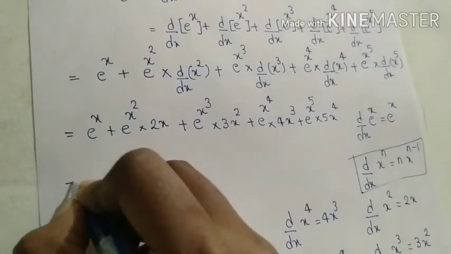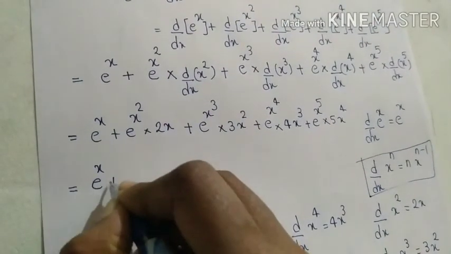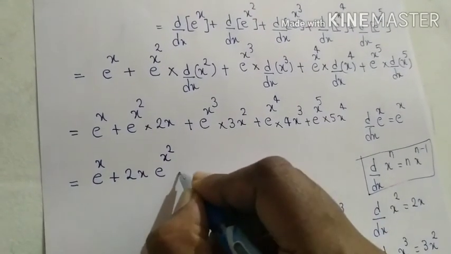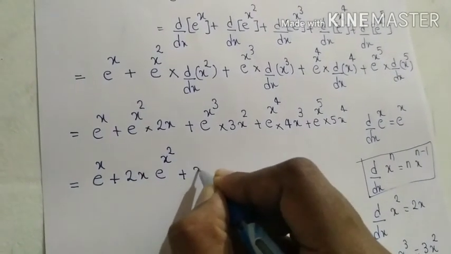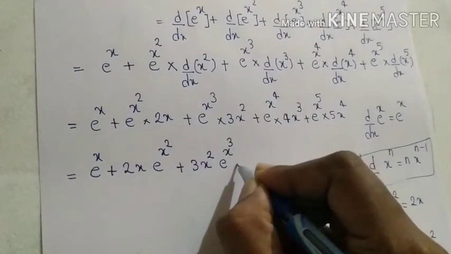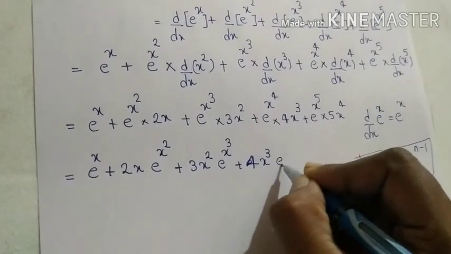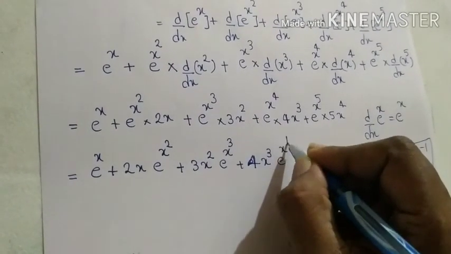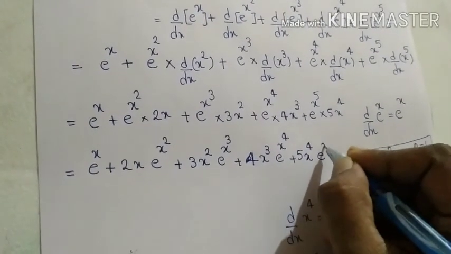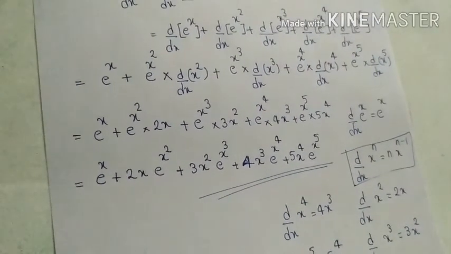Rearranging this answer, we get e raised to x plus 2x into e raised to x square plus 3x square into e raised to x cube plus 4x cube into e raised to x raised to 4 plus 5x raised to 4 into e raised to x raised to 5. This is our final answer.